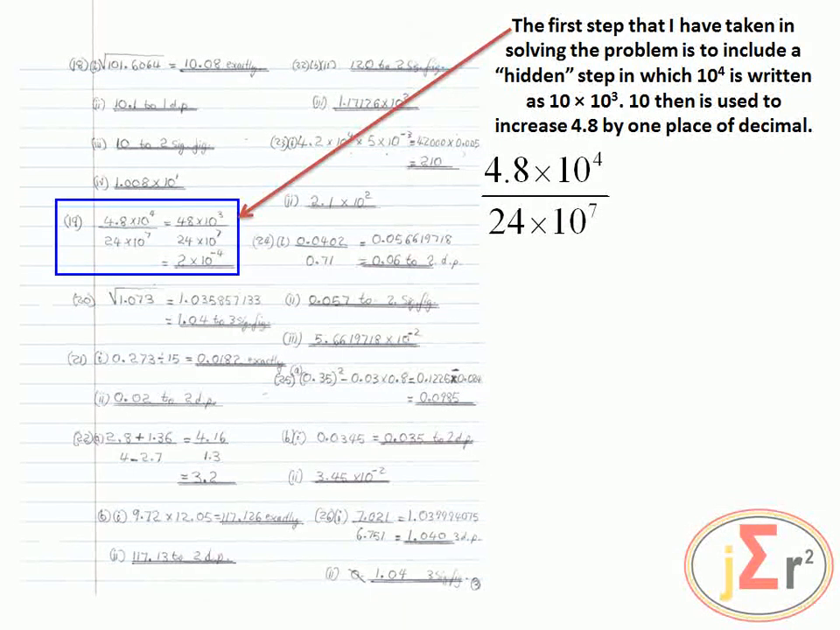Powers of 10 as usual. The first step that I have taken in solving this problem is to include a hidden step in which 10 to the power of 4 is written as 10 times 10 to the power of 3. 10 is then used to increase 4.8 by 1 place of decimal.